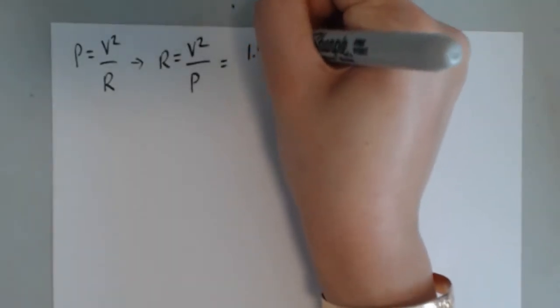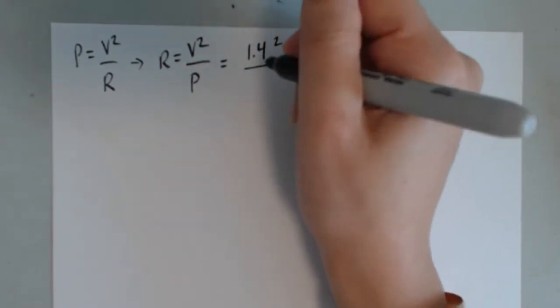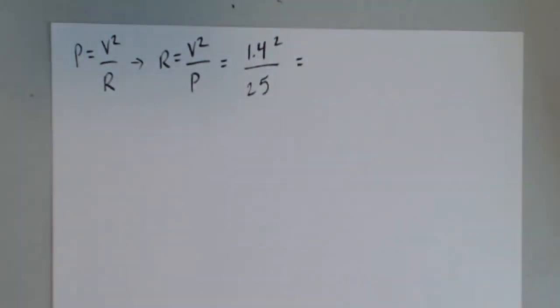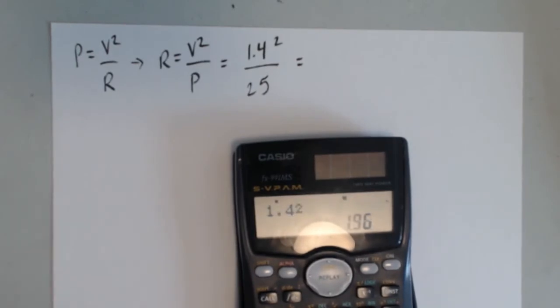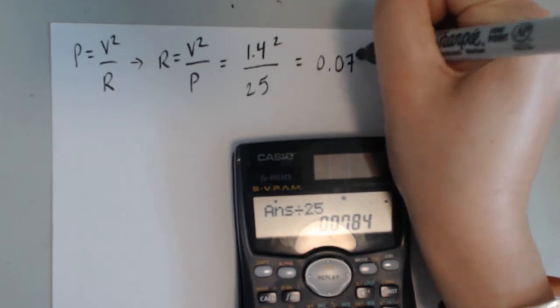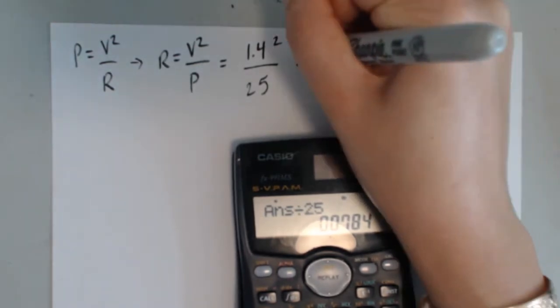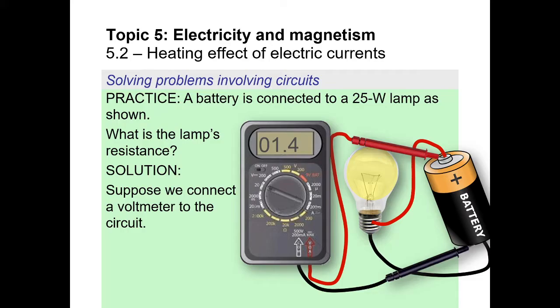So the voltage is 1.4, and that's in volts. And we're going to divide that by power, which is in watts, both SI units. Grab your calculator. 1.4 squared divided by 25. So 0.078, and that's going to be ohms. Okay, so there's our resistance. Back to the slides.